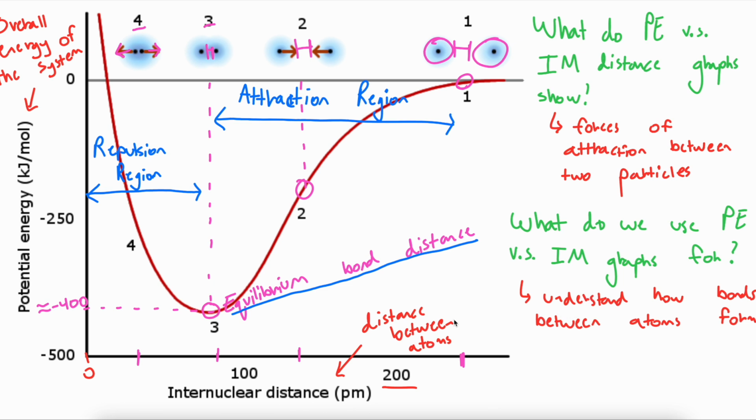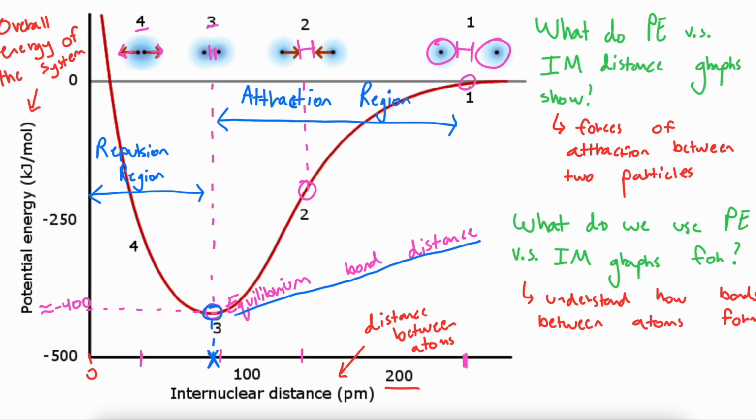This is where the bond forms. This spot right here, I want you to drill that into your head. Where the potential energy is the lowest, the bond will form at this distance. So, that is what we would use a potential energy versus intermolecular distance graph for, to understand how bonds between atoms form. We can closely follow our curve, seeing how as the atoms get closer, their potential energy changes, and we can denote the exact distance at which a bond will form.